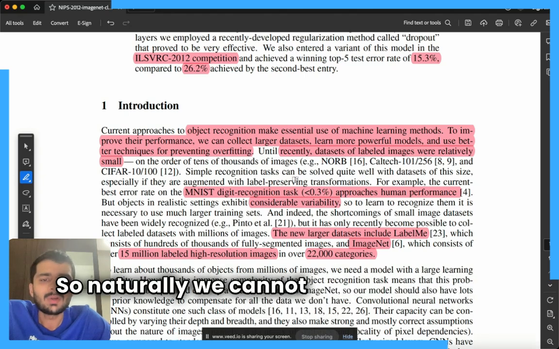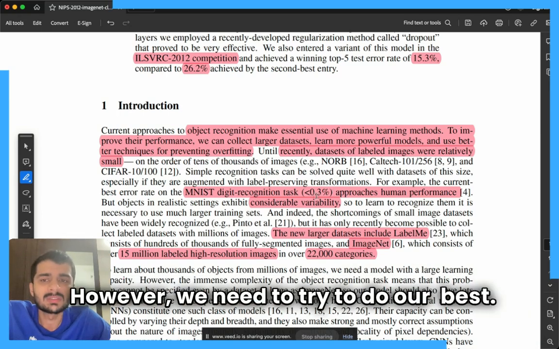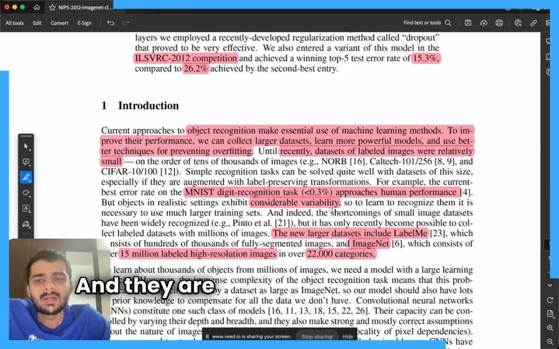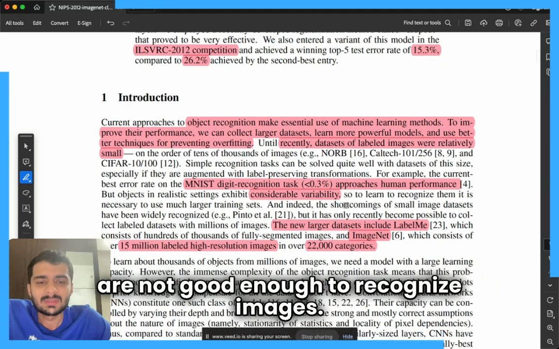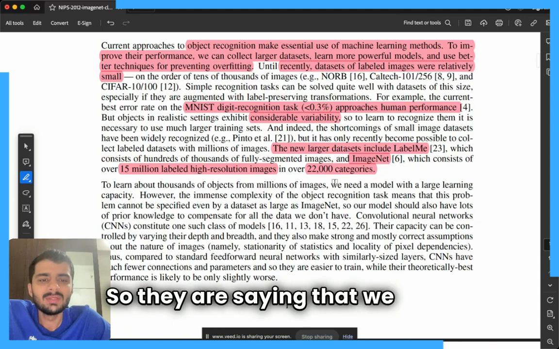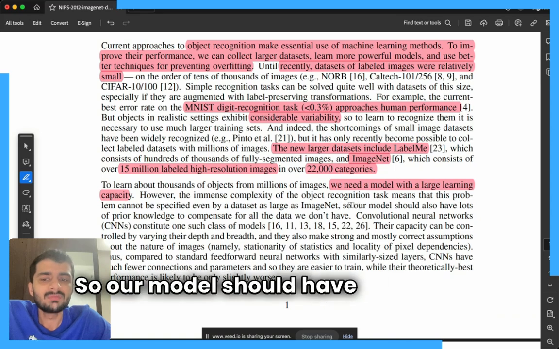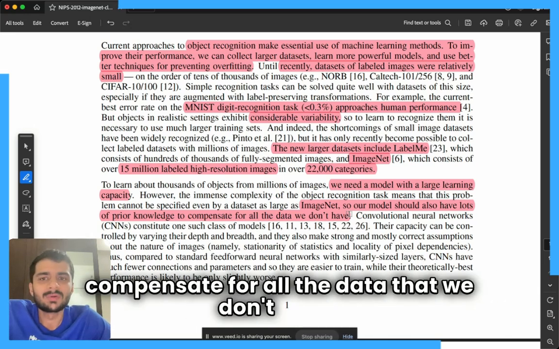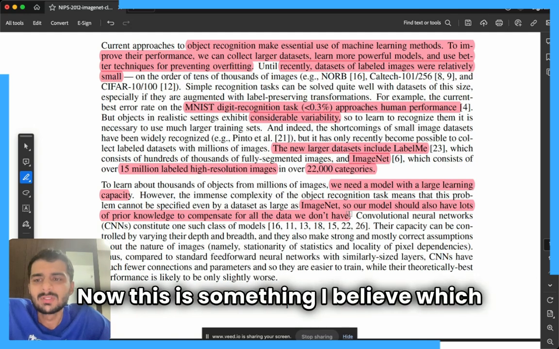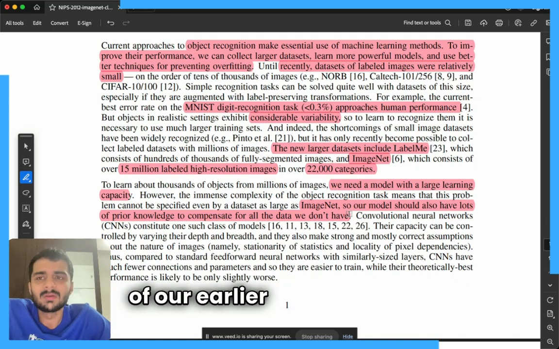It's because of the large scale variability, and recognizing them is very, very difficult. So, naturally, we cannot achieve this error rate. However, we need to try to do our best. And they are arguing that the current approaches are not good enough to recognize images. So they are saying that we need a model with a large learning capacity. So our model should have lots of prior knowledge to compensate for all the data that we don't have. Now, this is something I believe which is also called inductive bias. We had looked at it in one of our earlier videos as well.